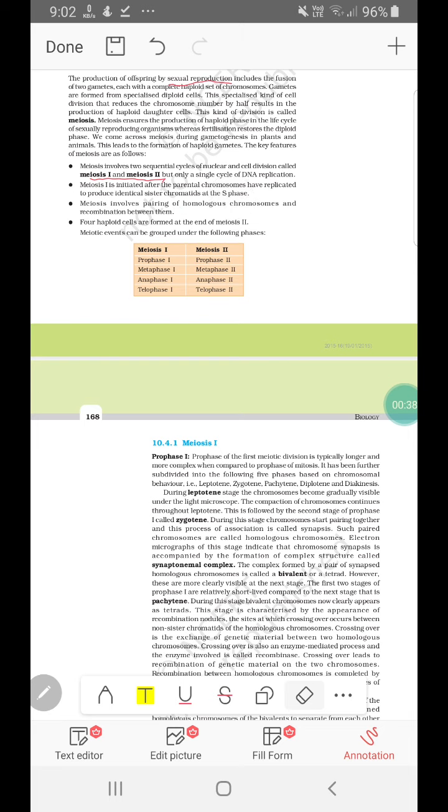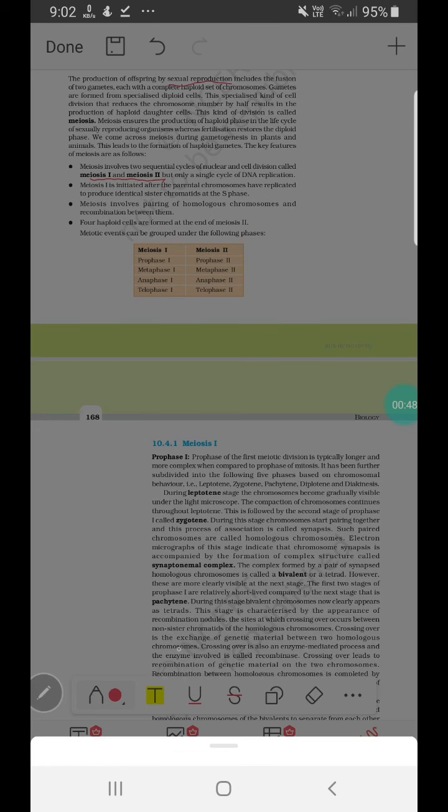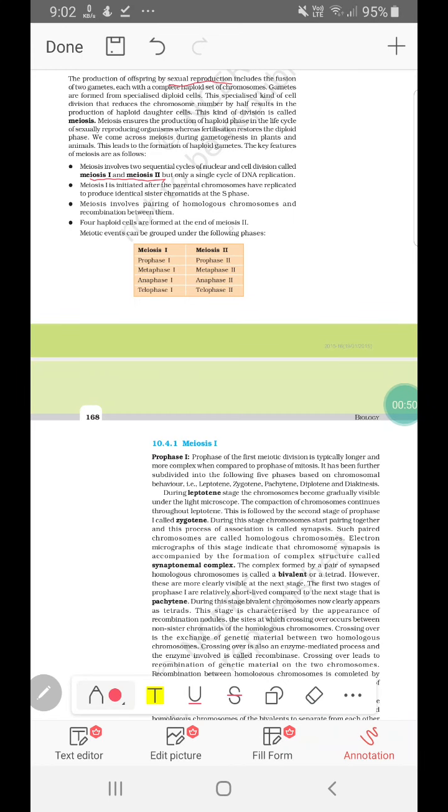So, after S phase, there is meiosis 1, which involves the pairing of homologous chromosomes. Then there is meiosis 2, and after meiosis 2, 4 haploid cells will be formed. Now, the meiotic divisions are divided into two phases, that is, in meiosis 1 and 2, there is karyokinesis and cytokinesis. So, the phases remain the same, only the events change.